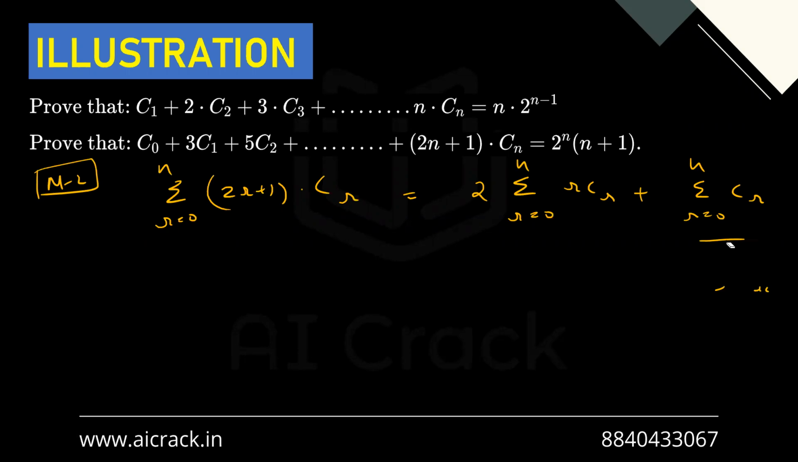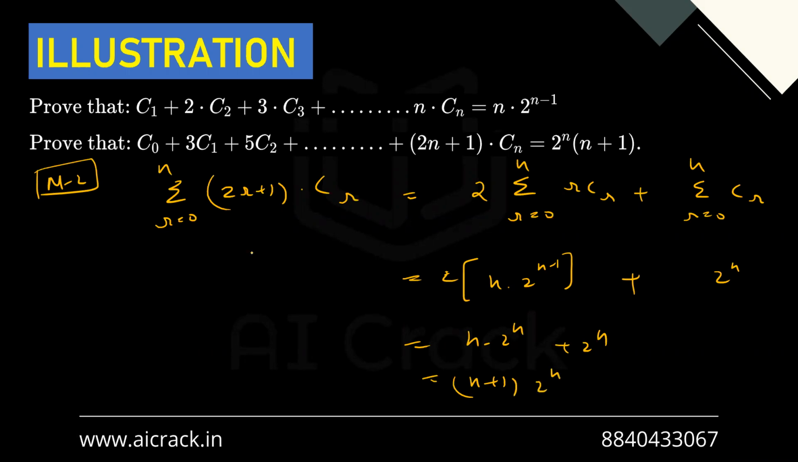So that is nothing but 2 raised power n only. And this we have already calculated. This one is nothing but this one only, but 2 times. So 2 times of rCr. This was nothing but rCr, sigma rCr, right? So this is 2 times n dot 2 raised power n minus 1 plus this. So this becomes n times 2 raised power n plus 2 raised power n. So this becomes n plus 1 times 2 raised power n. So this was our second method.